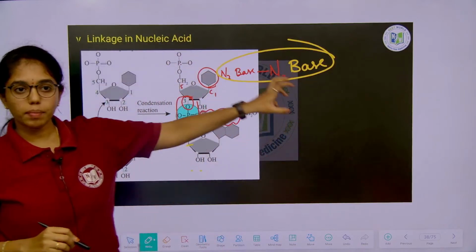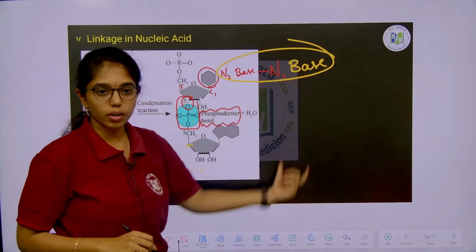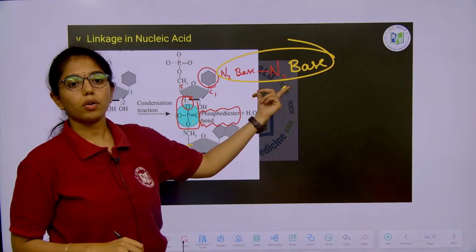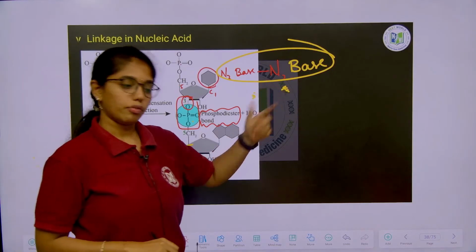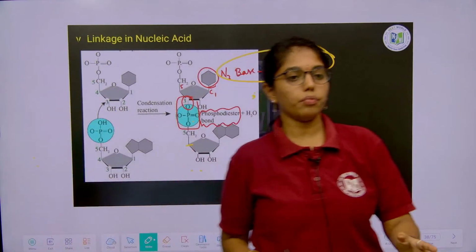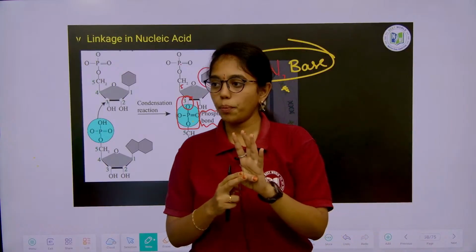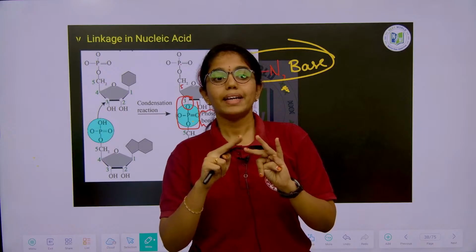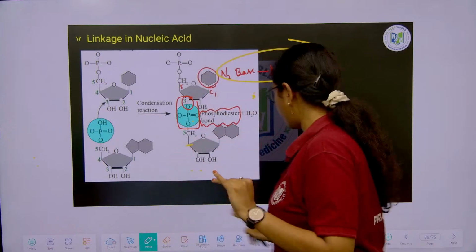Two nitrogen bases of two polynucleotide chains will be connected towards the inner side by what? Hydrogen bond. Okay? If you remember, you remember. If not, write somewhere else. Single nucleotide, how many bonds are involved? Polynucleotide chain, how many bonds are involved? Double-stranded DNA, how many bonds are involved?